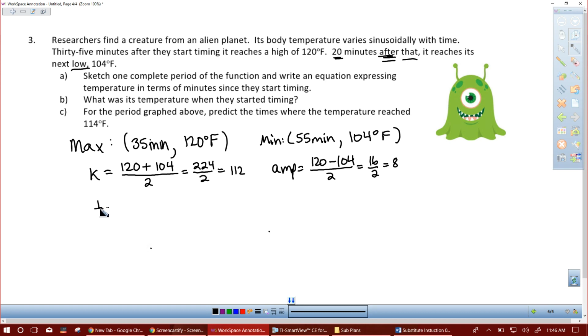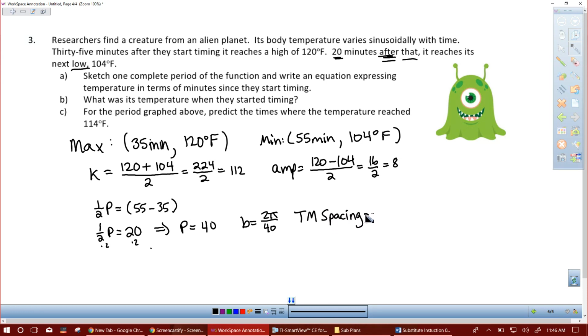So I know that 1/2 of my period would be 55 minus 35. So 1/2 of the period is 20. That means that the period is 40. I'll just times by 2 on both sides and get the period. So if the period is 40, I know B would be 2 pi over 40. Again, I don't care about reducing that. And I know that my tick mark spacing, how far apart they should be, would be 40 divided by 4. So every 10 seconds, I plot points.